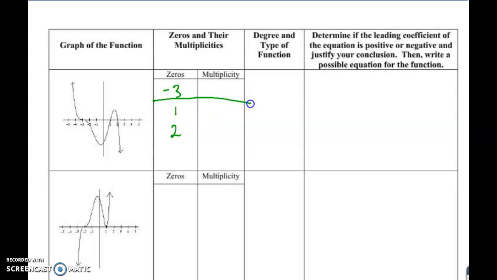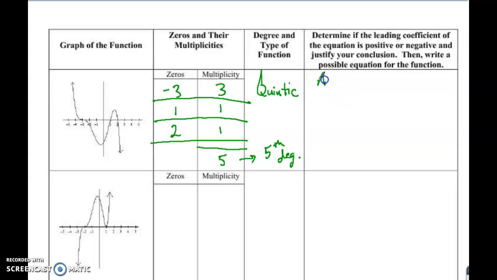So if it helps to make a table out of this, I don't know if it really does. But negative 3 changes concavity, so that's a multiplicity of 3 as it crosses. Just go straight through at 1, just go straight through at 2. So as you add your multiplicities together, it is a quintic. Whoa, not sure what just happened there. Because it's a 5th degree polynomial.